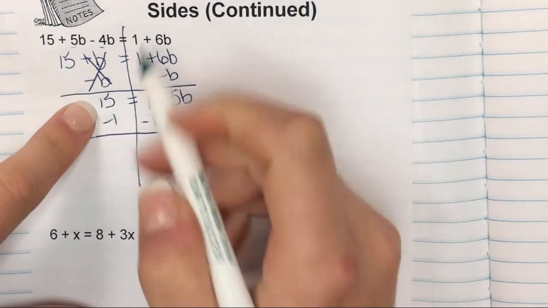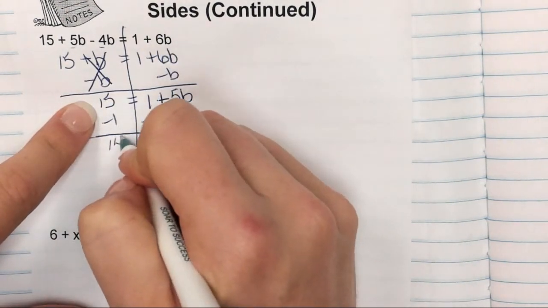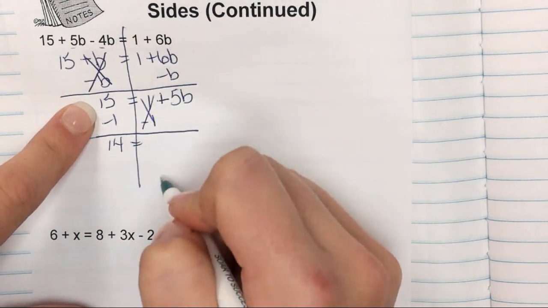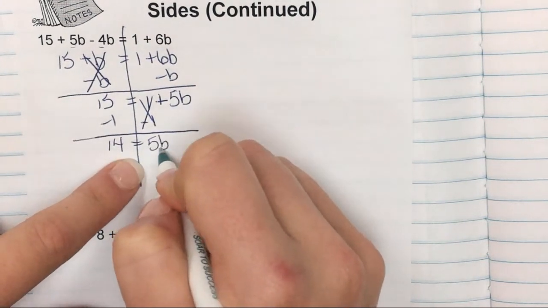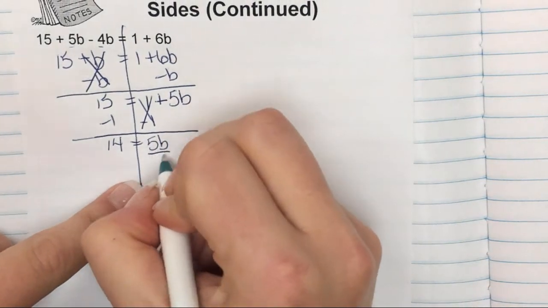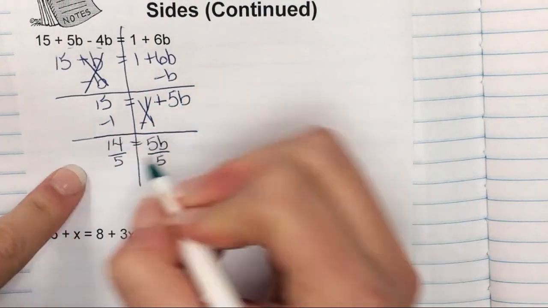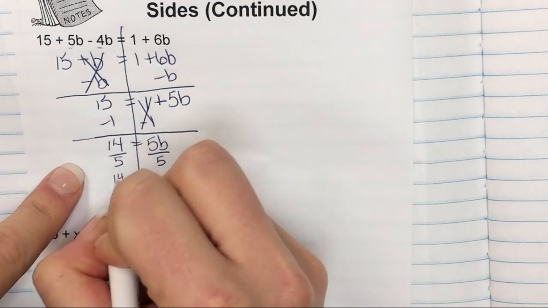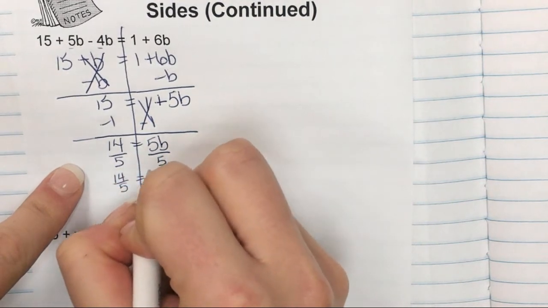And then, so 15 minus 1 is 14. These two cancel, so that 14 is equal to 5b. I'm going to use my division property of equality here. I'm going to divide both sides by 5. So my final answer is 14 over 5 is equal to b.